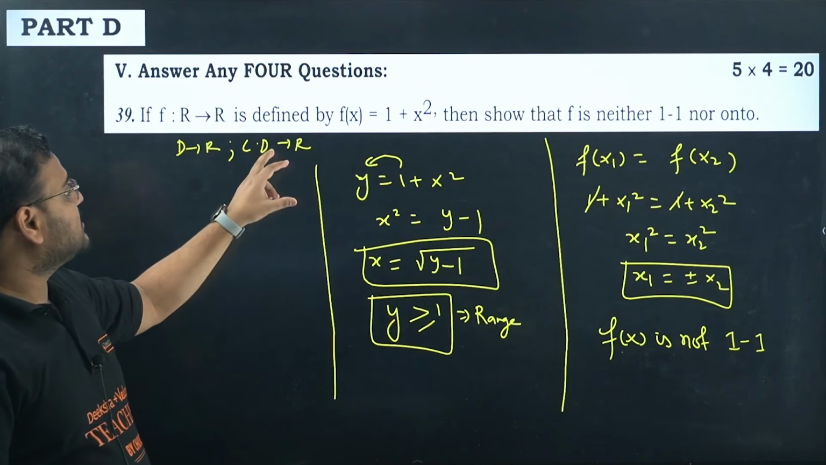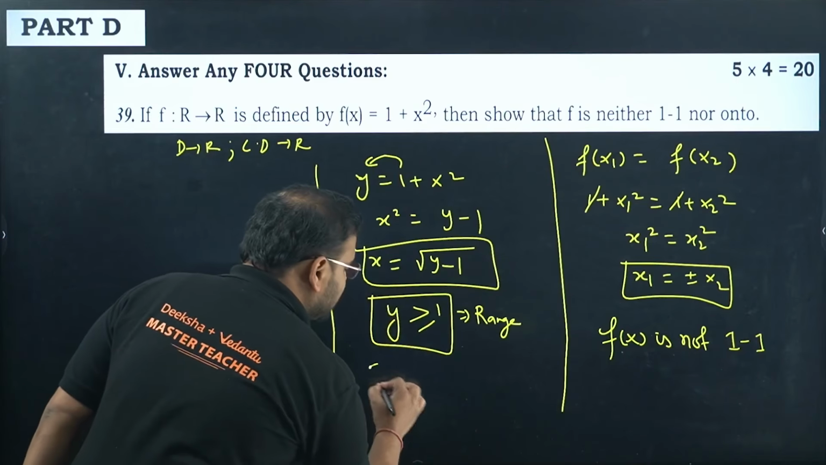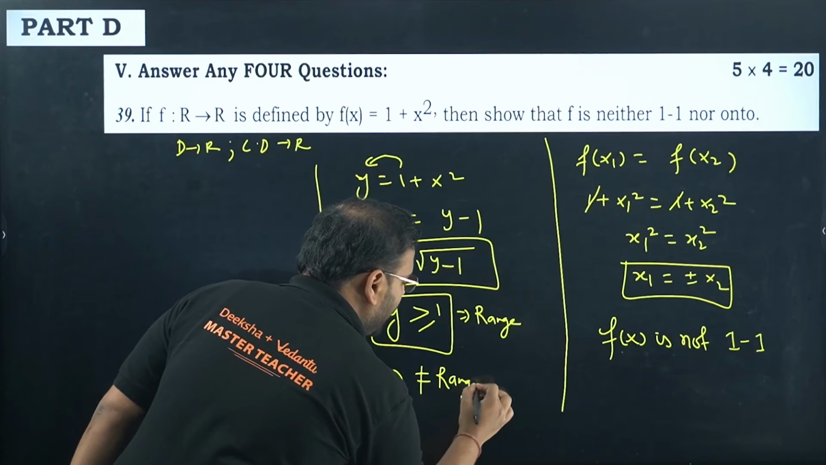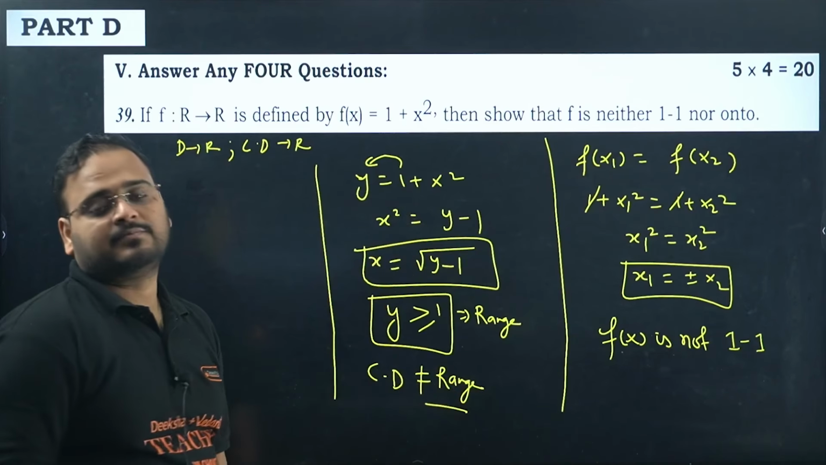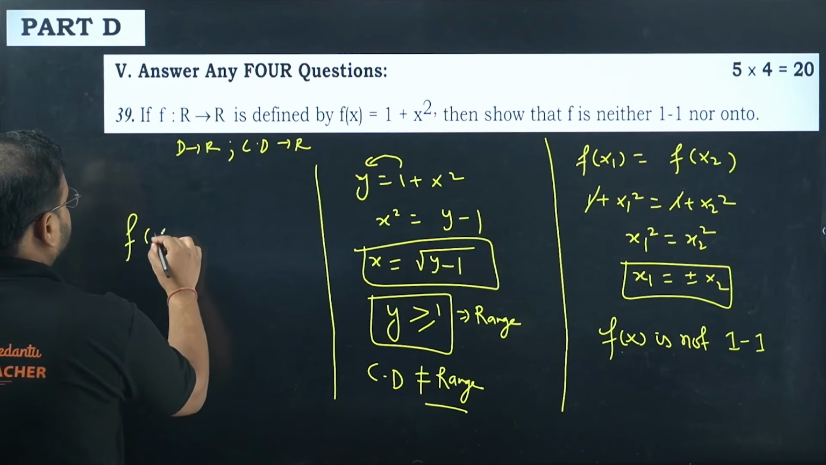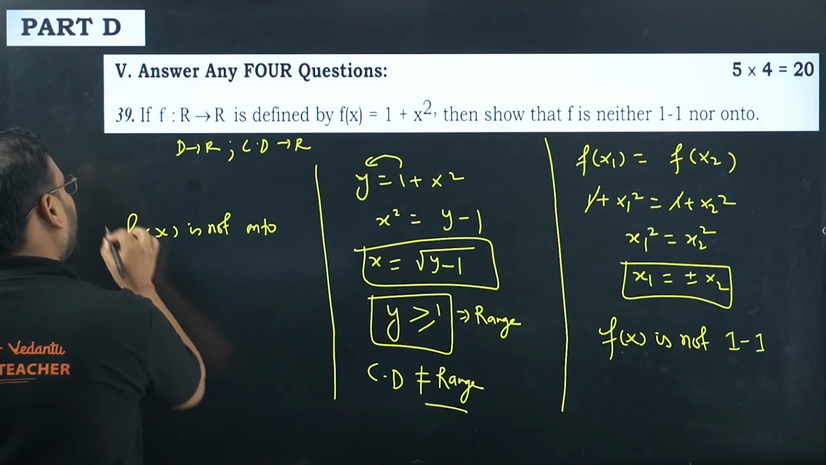Let's come back to this. The codomain is all real, y is something different. Clearly it means that the codomain is not equal to the range, and we all know very well what happens whenever the codomain and range are not equal, that particular function is not onto.